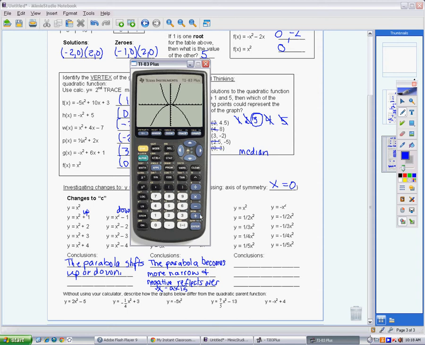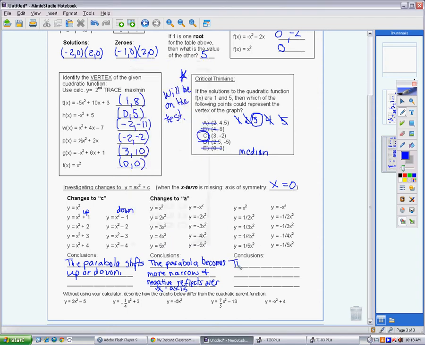So our conclusion, the parabola becomes wider, and the negative reflects over the x-axis.